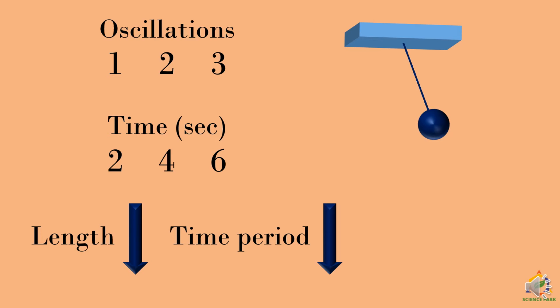If you have observed the pendulums mounted in wall clocks, and if you try to measure the time period of that pendulum, it is exactly 1 second. The length of the pendulum is adjusted such that the time period will be 1 second.